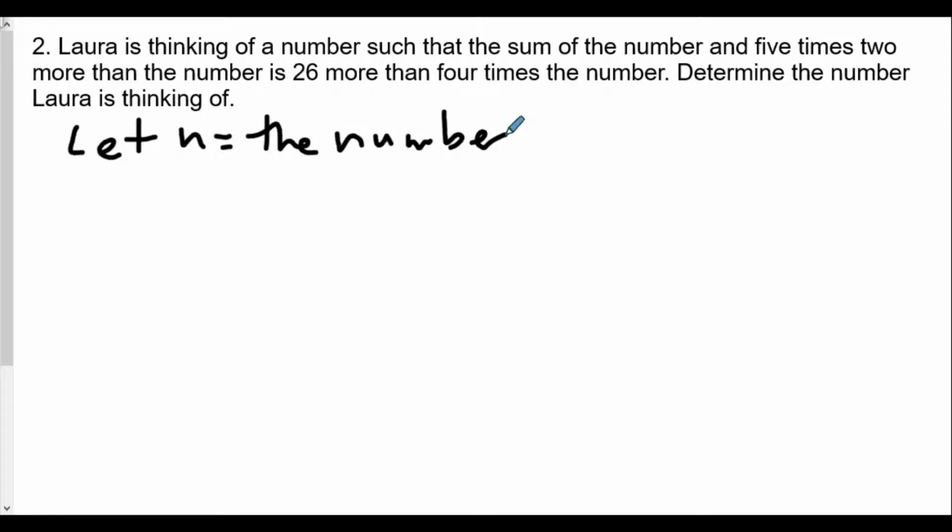And so now let's take a look. So underline carefully, Laura's thinking of a number such that the sum of the number, so that means we're going to take the number and add it to 5 times 2 more than the number. Now this word is kind of a breakpoint for the equal sign. So in this case, the sum of the number and 5 times 2 more than the number.